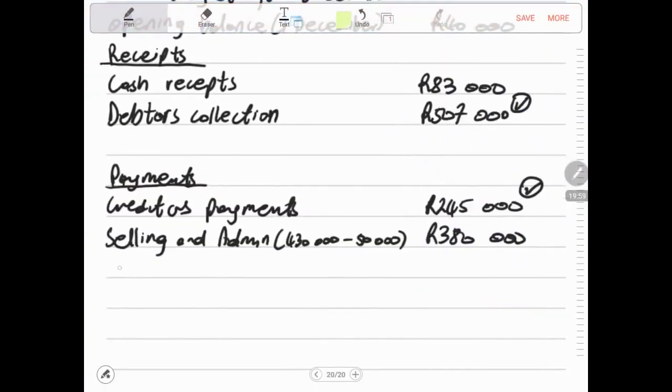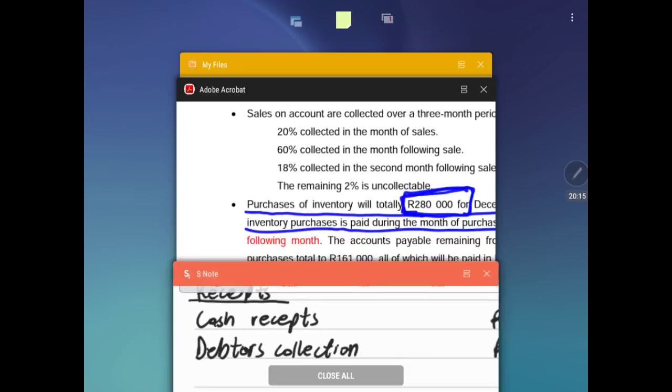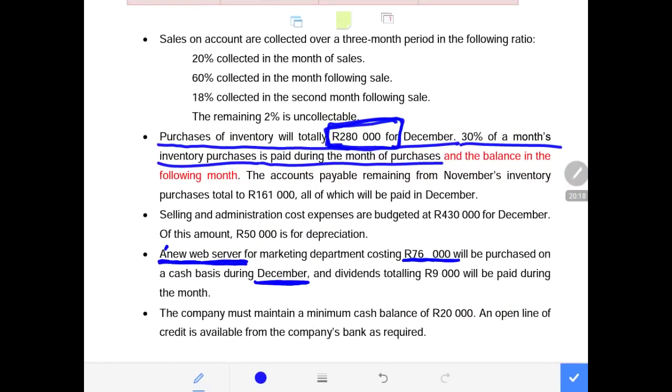So now I can say web server, and this web server is 76,000 rands is the amount. So now the 76,000 rands is the amount of the web server that is expected to be paid in the month of December, which is the month of our budget.